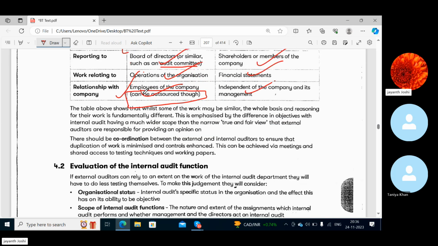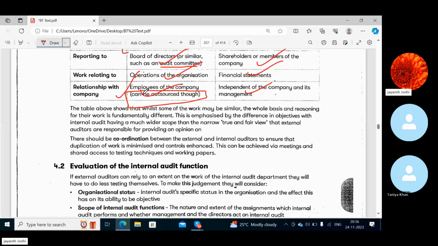Now we have seen this table. The table above shows that while some of the work may be similar, the whole basis and reasoning of their work is fundamentally different. This is emphasized by the difference in objectives and internal audit having a much wider scope than narrow, true and fair view. That external auditors are responsible for providing an opinion.